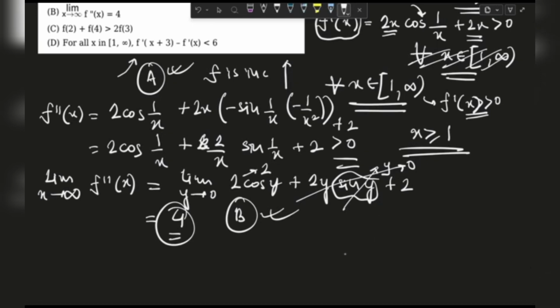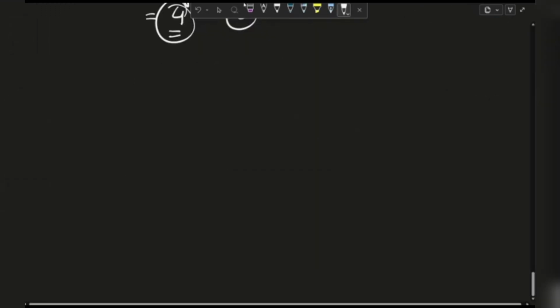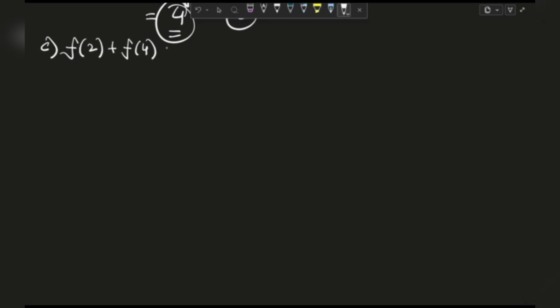And now what we will do is to ascertain, okay, we have also something of f of 2, f of 4 given. Let's solve this thing first. Before moving on to the last option where we have to use Rolle's theorem or intermediate value theorem, we will try to find out whether this particular thing is actually correct or not.